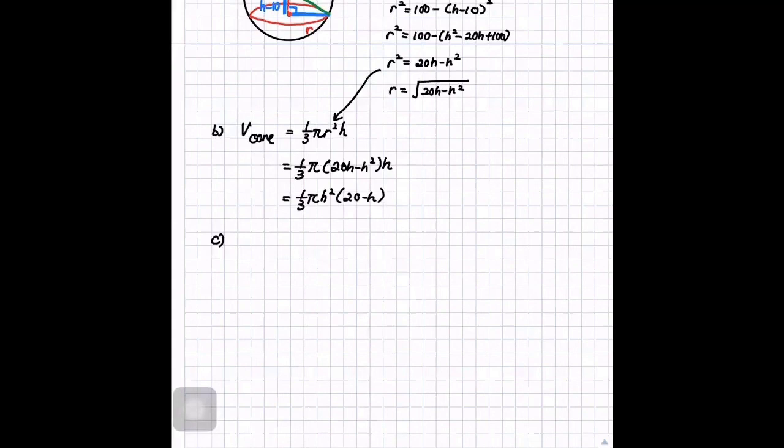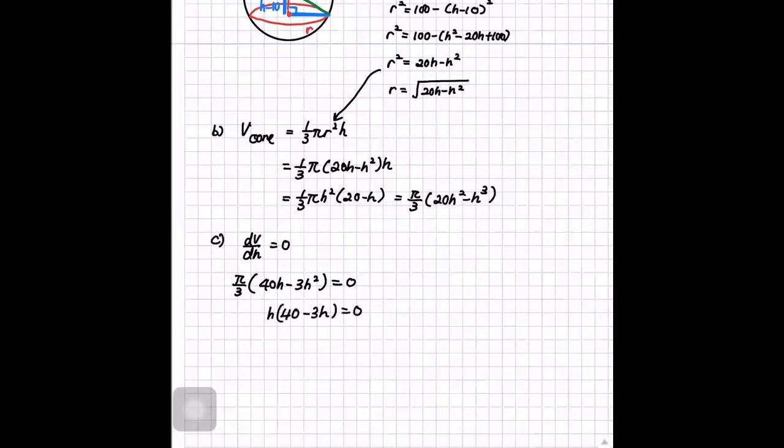As usual, for the stationary value of V, find the value of h. So you differentiate, dV/dh equal to 0. 1/3 pi is a constant, so don't bother. I strongly suggest you expand this so that it's easy. Now you differentiate. The constant won't do anything. Keep it just there. There is no way the height is going to be 0.